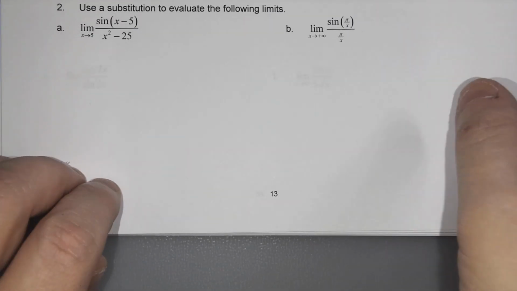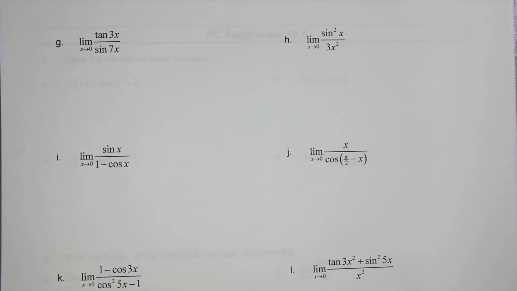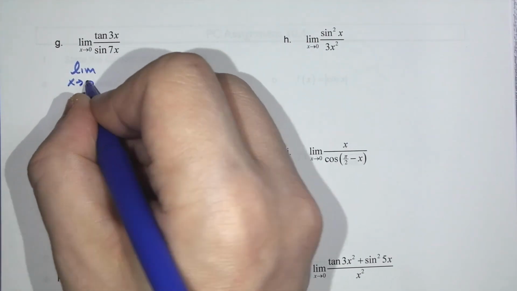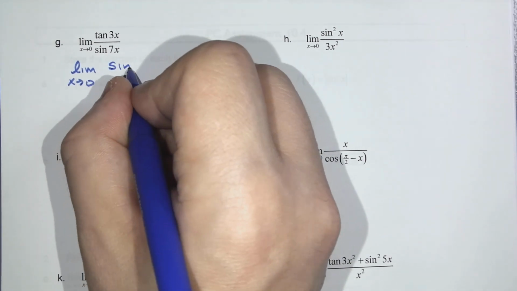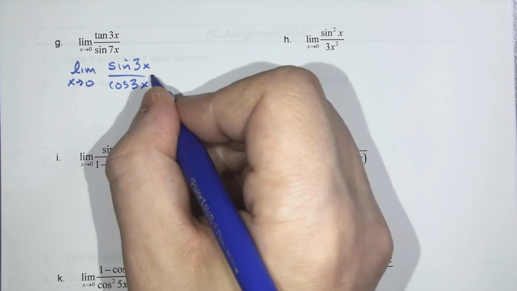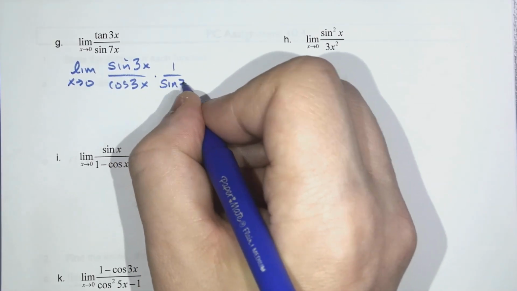Okay, some more heavy trig coming up here then. Tangent 3x over sine 7x. Okay, let's rewrite this as limit as x approaches 0 of sine 3x over cosine 3x multiplied by 1 over sine 7x.